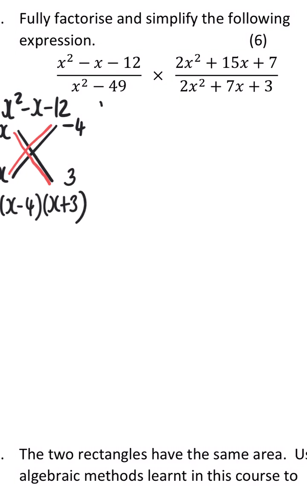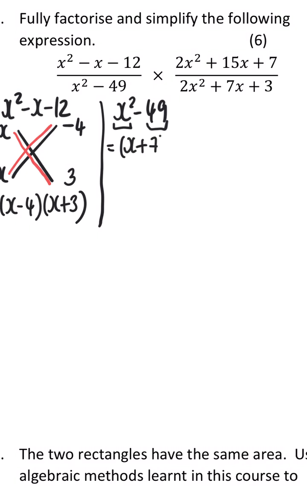We're going to do the same thing for all of these. x squared minus 49. I'm noticing I've got a minus another square number, so I'm going to use difference of 2 squares. x plus root 49, which is 7, x minus root 49, which is 7. Next one.